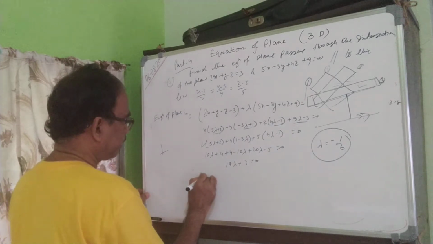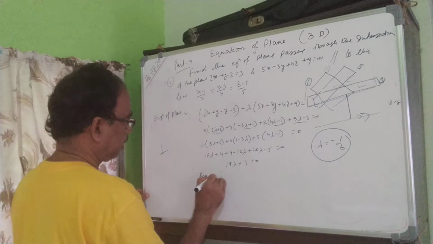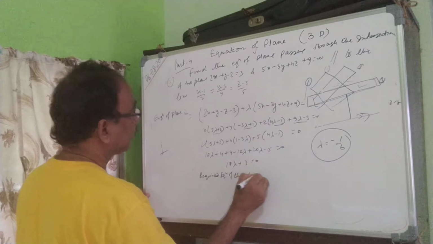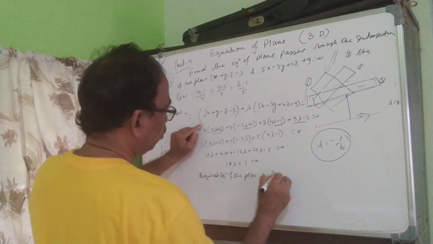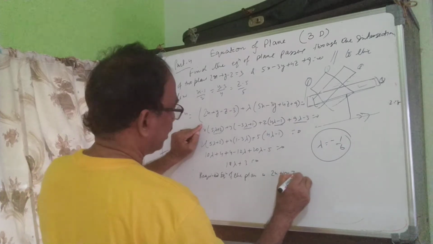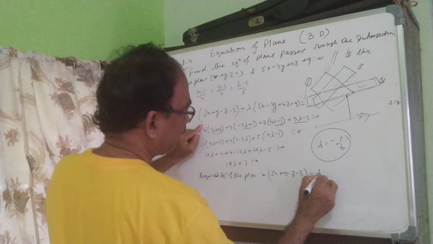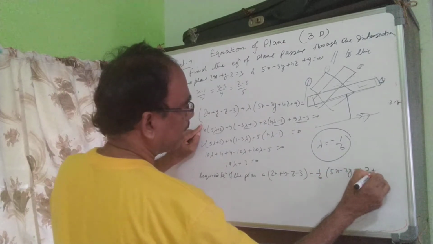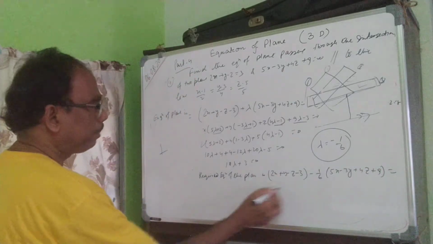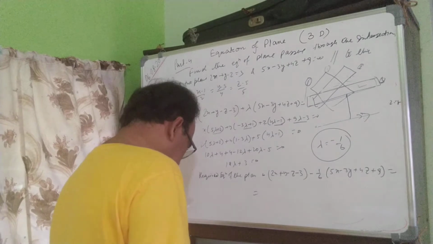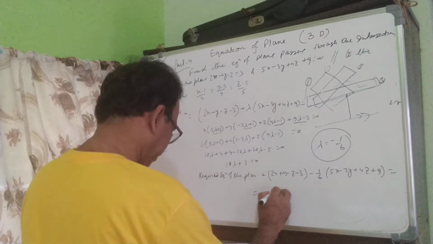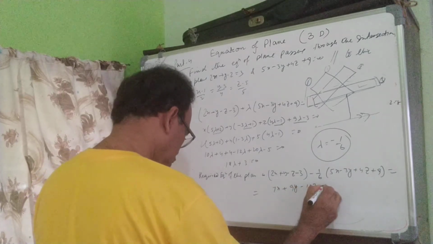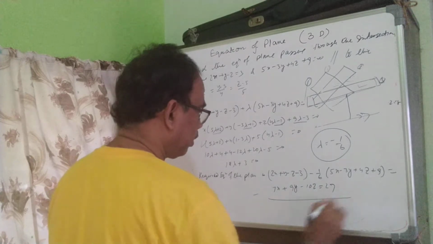Therefore, the required equation of the plane is 2x + y - z - 3 + (1/6)(5x - 3y + 4z + 9) = 0. Now simplify this. After simplifying, we get 7x + 9y - 10z = 27. That is the required equation of the plane.